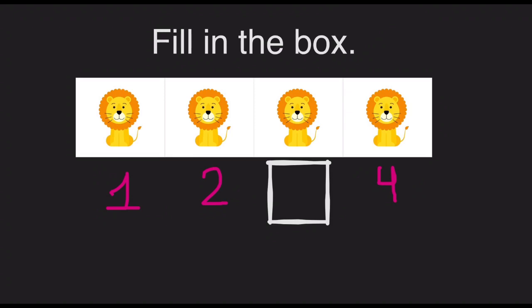Okay, so fill in the box. Alright, so they gave the number 1, 2 lions, and then the empty space, and then 4 lions. So what comes after 2? 3. So that's what comes in the box.